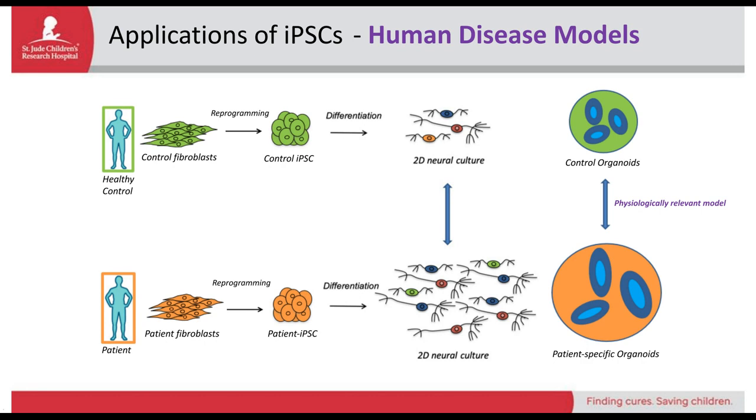Although these organoids, of course, are far less complex than an actual organ, they are a more physiologically relevant model than a two-dimensional monolayer of neural cells. The next step would be then to compare the cellular, molecular, and physiological properties of control versus the patient-specific organoids. And that would basically help you identify disease-specific phenotypes.